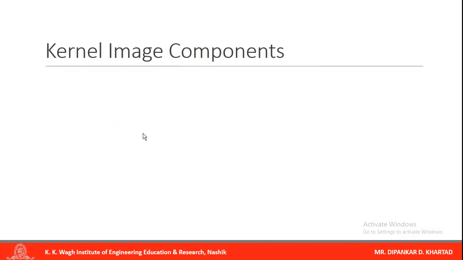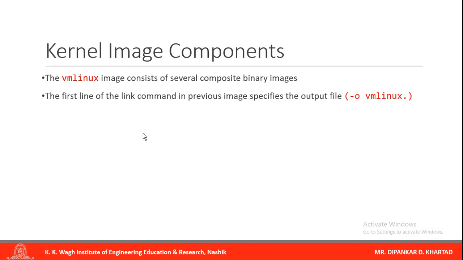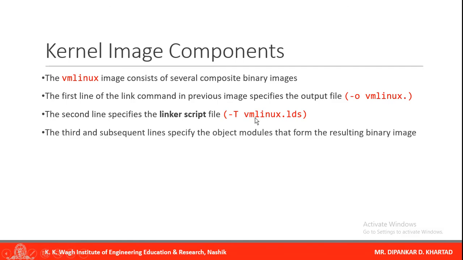Next is kernel image components. The vmlinux image consists of several composite binary images. The first line of the link command in the previous image specifies the output file, that is -o vmlinux. It is the output file. The second line specifies the linker script file, that is -T vmlinux.lds. This is the linker script file.